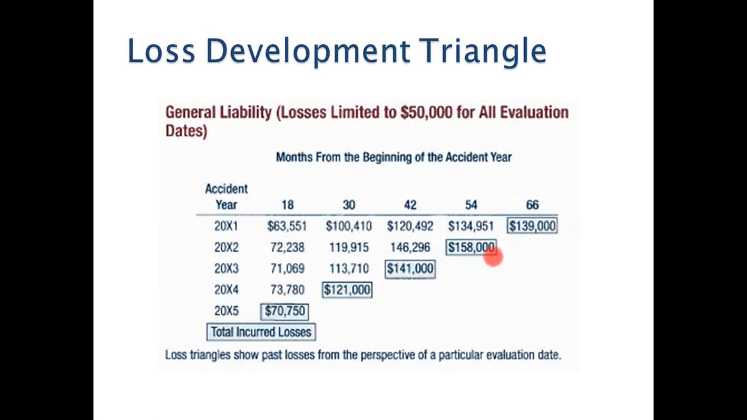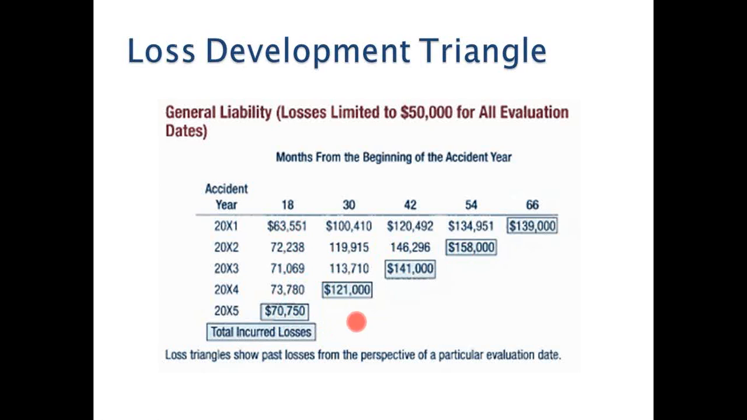This allows us, if you look at this last line here, to compare apples to apples: 63,000, 72,000, 71, 73, 70. This is the value at the end of 18 months for each of these years. What we can do is calculate this period from this period and then average them, and we would come up with a loss development factor that's specific to these claims. They're limited to the $50,000 rate.